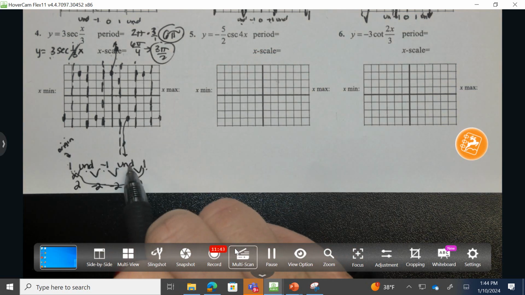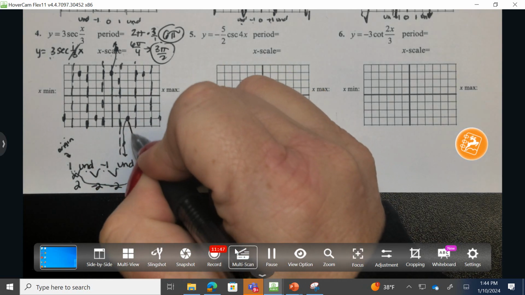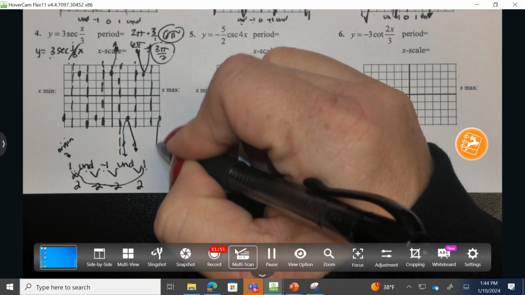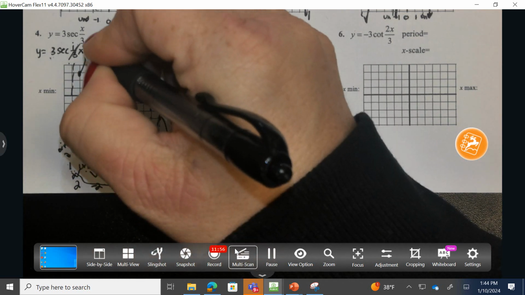And between this point and the next vertical asymptote, again, I would have a negative 2, so way down here to negative 6. And you guys are catching on up here at 6. And we can see how I was able to produce this function.